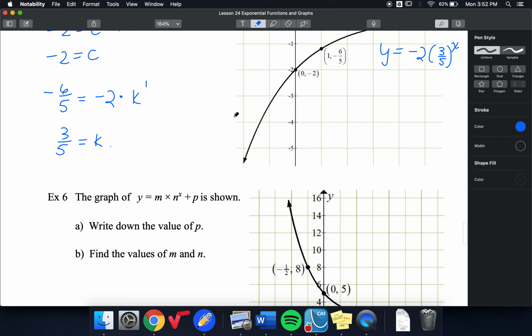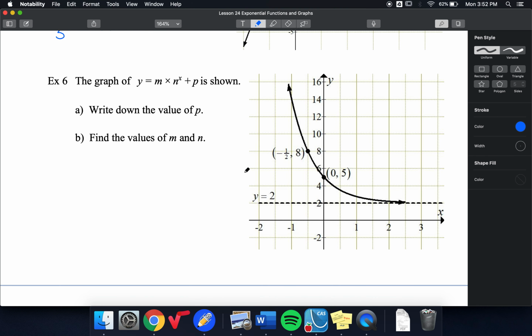Let's see what's next. All right, we've got another one. This time we've got 3 unknowns. The p is the easiest though. Remember, this is my vertical shift. So it looks like this graph has been moved up 2 if I think of a normal exponential function. So the p value must be 2. I know from my instructions of "write down" that the answer should be easy and obvious because that's a "write down" instruction. "Find the values" means that there's going to be some work involved.